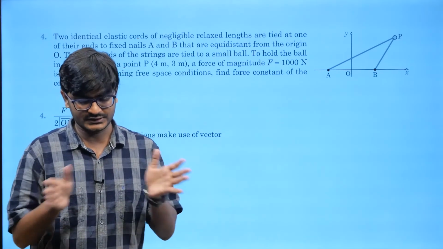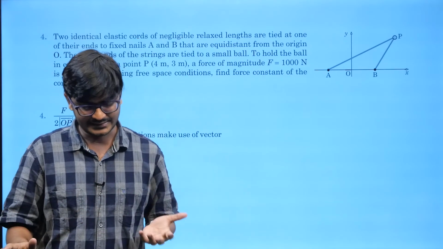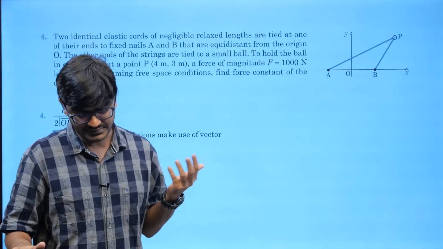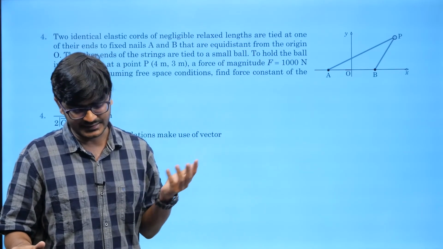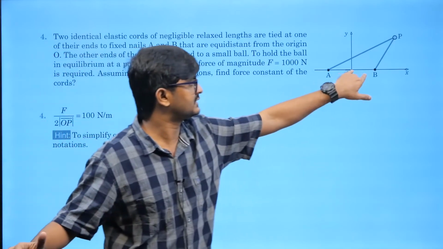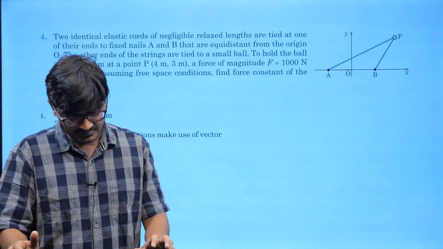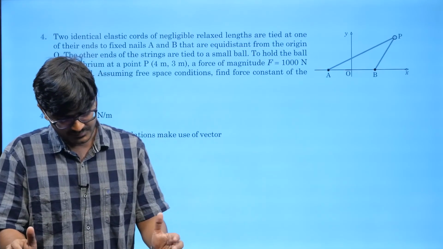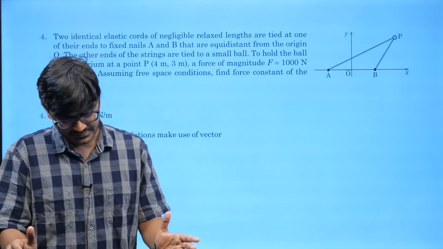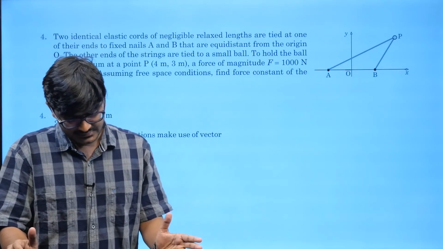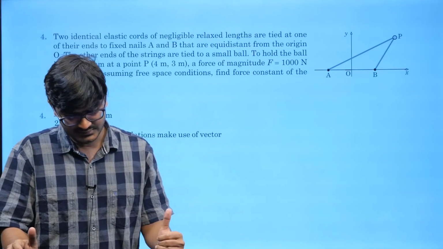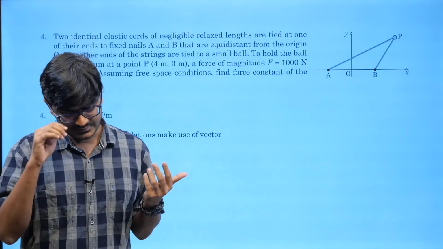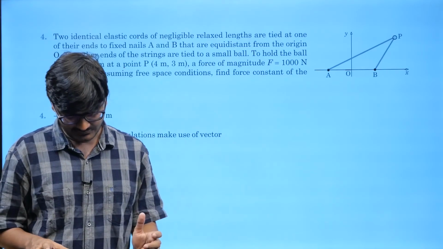Now the next question: two identical elastic cords of negligible relaxed lengths. The important part of the question is negligible relaxed lengths. They are tied at one of their ends to fixed nails A and B that are equidistant from the origin, so this distance is the same as this distance. The other ends of the strings are tied to a small ball. To hold the ball in equilibrium at point (4, 3), a force of magnitude 1000 Newton is required. Assuming space conditions, find the force constant of the cords.